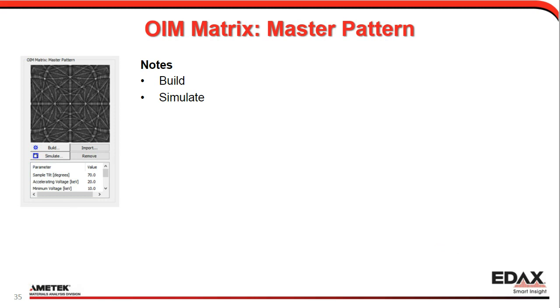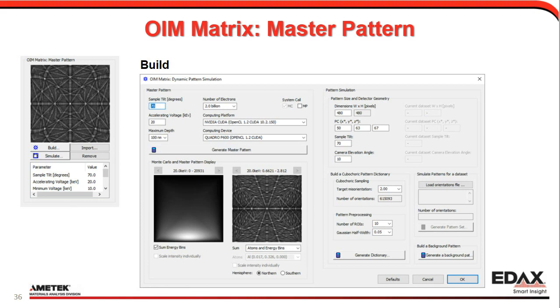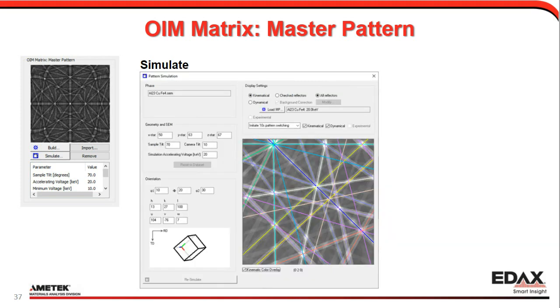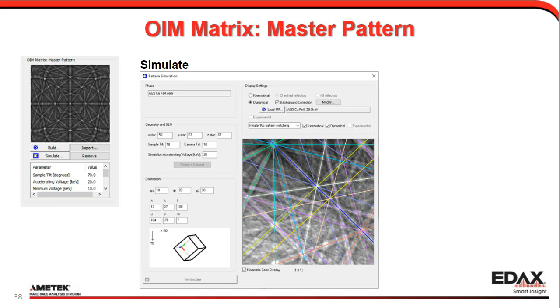And then I mentioned OIM Matrix and the master pattern. So we have the ability to build and simulate and use all that like I've talked about in the previous webinar. Just as an example, this is the build function. You have to have loaded all the other phase information, in particular the atom positions, and then you can generate a master pattern. And then you can also do simulations. This is just an example: a kinematic simulation and a dynamic simulation. You can compare those, and it helps you better understand what you're working with.